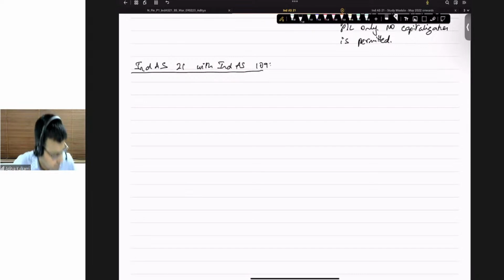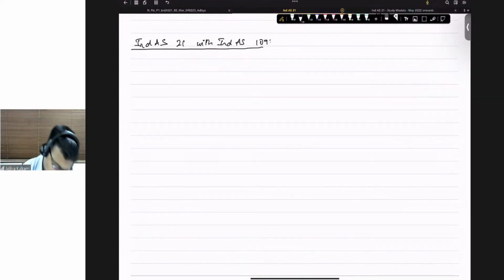Okay, fine. All right. So, welcome back. We start with the application of Ind AS 21 with Ind AS 109. Let us first directly start with an example, then we will see whether we need to write any theory for this or not. Mark this particular point as very important.